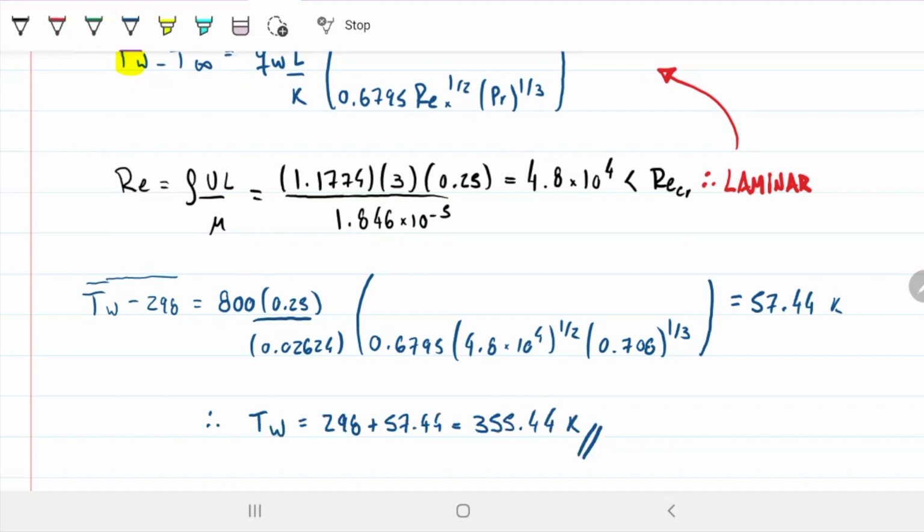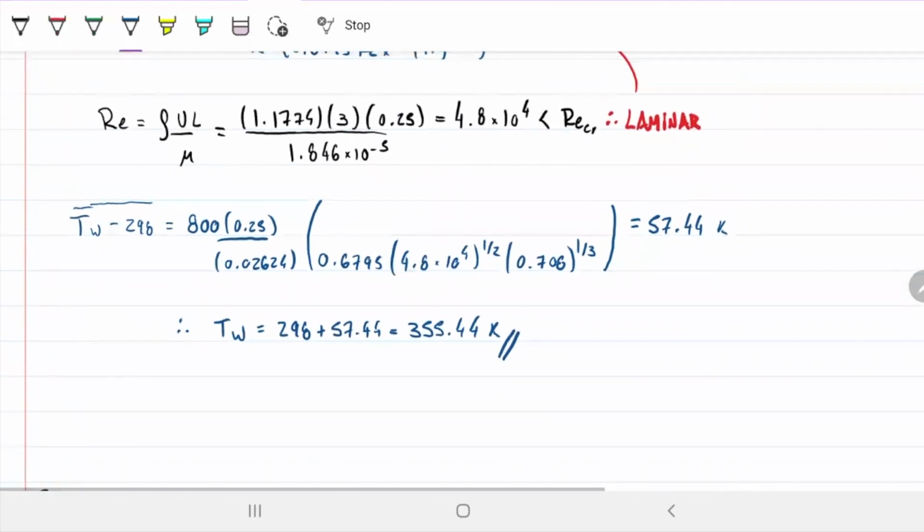Okay, this in Celsius is about what? 355, 82 Celsius. Okay, so if you guessed 100, you have to go back down a couple of steps. Now, what do we do? Now we do everything again, right? That's why it's called iteration. We're going to do the whole thing again.